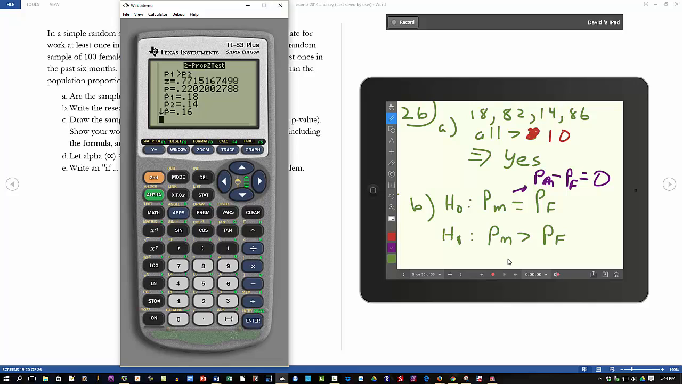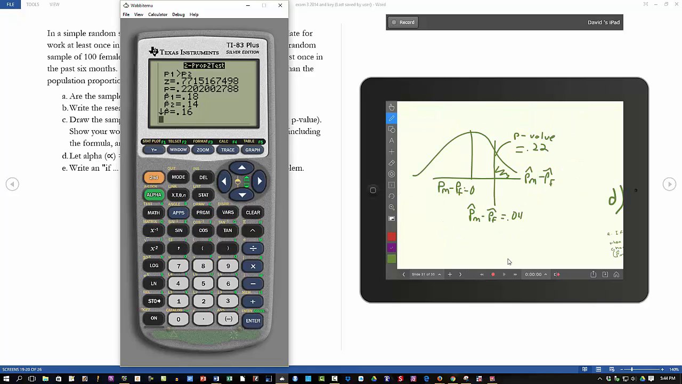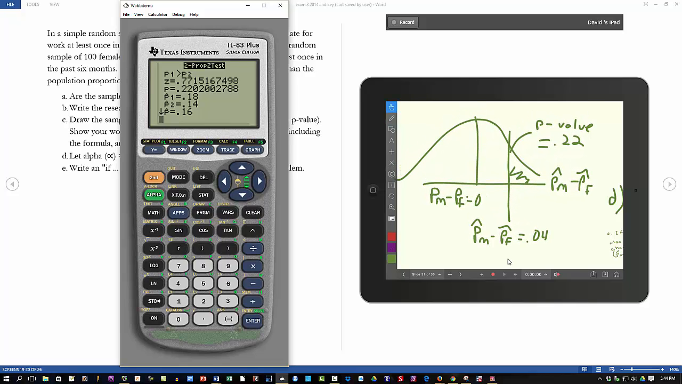And so there we have it. The center of the distribution is 0. The difference that we found in our data was 0.04. That's just the 0.18 minus the 0.14. The x-axis is labeled with the statistic, the difference between the two sample proportions, p hat m minus p hat f, and then the shaded area beyond the 0.04 is the p-value, which is 0.22.